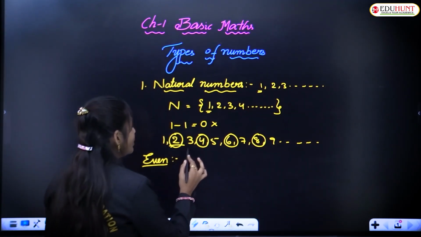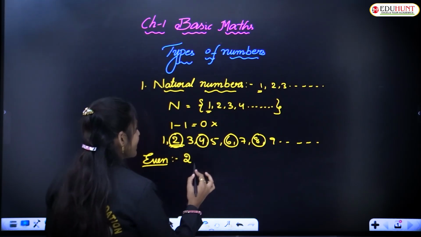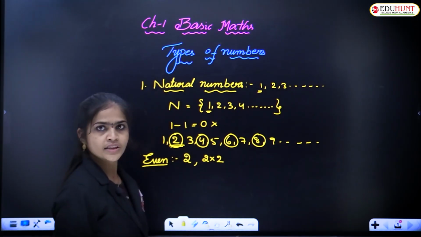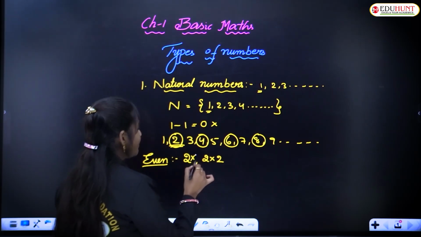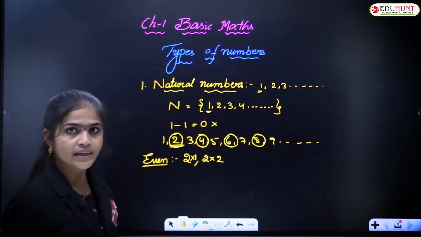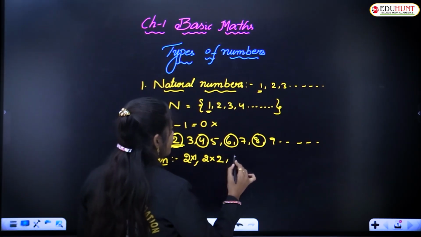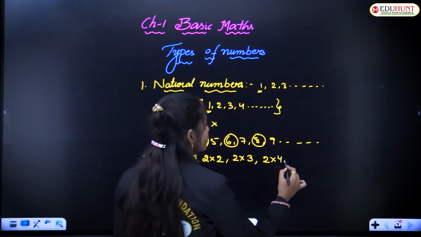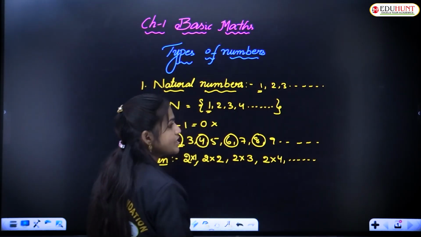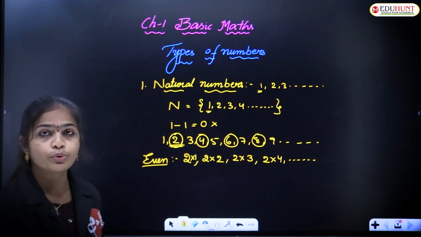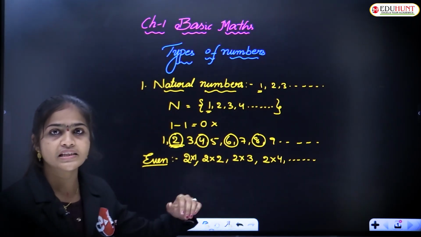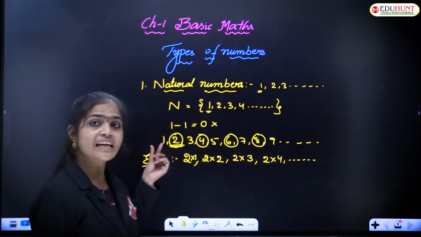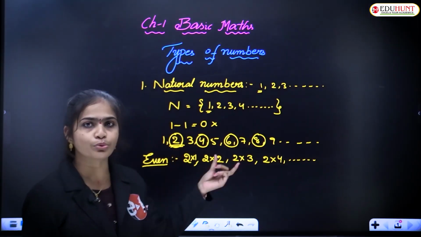Okay, so here 2 is there, no? So this is 2. Next 4 is there. 4 we can write as 2 into 2. And in the same way this one also we can write as 2 into 1. Next 6, we can write as 2 into 3. 8 we can write as 2 into 4 and so on. The next number is 2 into 5, that is 10. 2 into 6, 2 into 7, 2 into 8. So by observing this, we can say that even numbers are the multiples of 2.